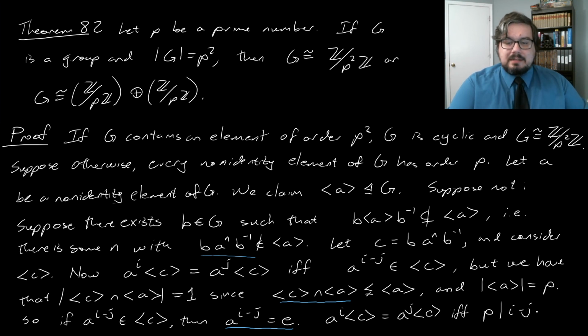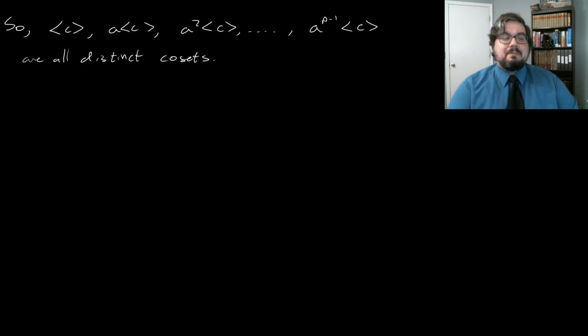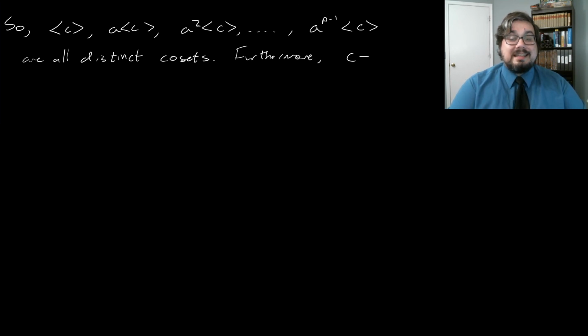So, what does that mean for us? It means the following. The cyclic subgroup generated by C, A times that cyclic subgroup, A squared times that cyclic subgroup, all the way up to A to the P minus 1 times that cyclic subgroup are all distinct cosets, because none of the powers of A that we have in this list are congruent modulo P. Furthermore, C is not the identity, because we know that C doesn't belong to the cyclic subgroup generated by A, and so that means that the order of the cyclic subgroup generated by C is P.